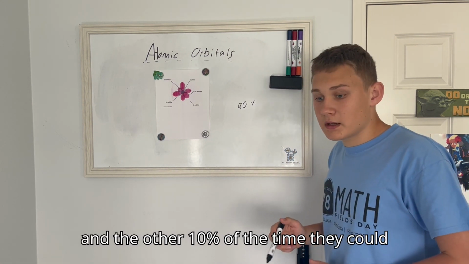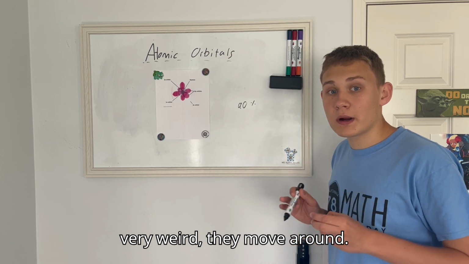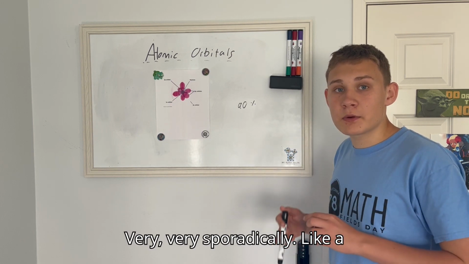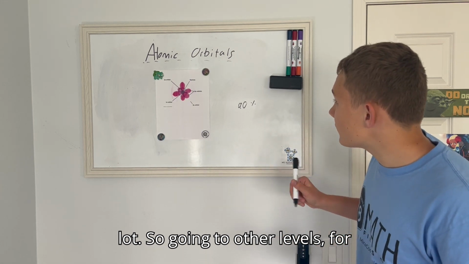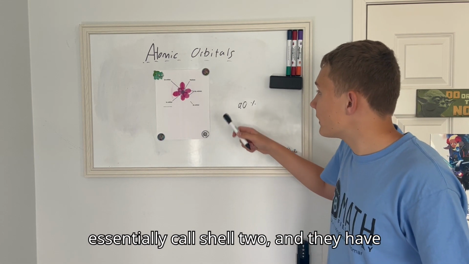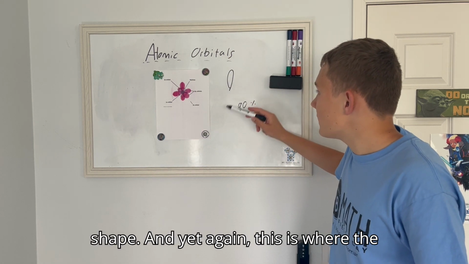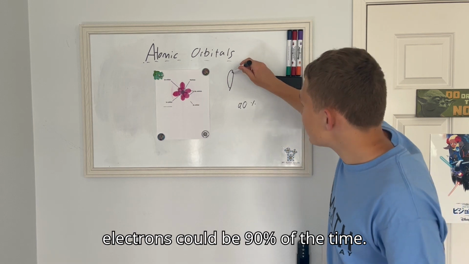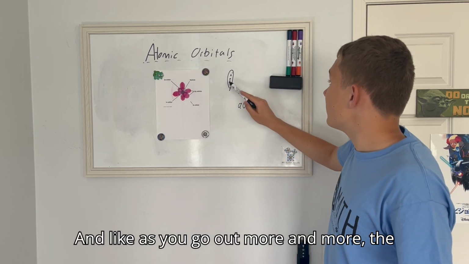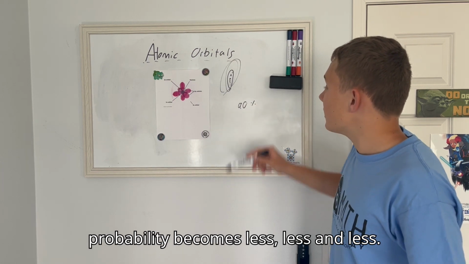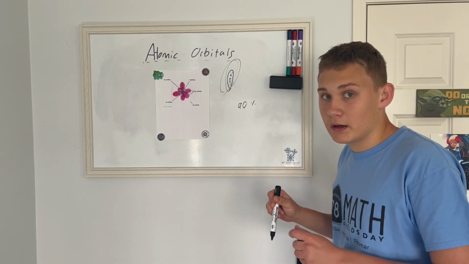The other 10% of the time, they could be anywhere else, because electrons are very weird. They move around very, very sporadically. So going to other levels, for example, we have the 2p orbitals, which I essentially called shell 2, and they have a really weird ovalish shape. And yet again, this is where the electrons could be 90% of the time. As you go out more and more, the probability becomes less and less. But because there are so many of them, they could be quite literally anywhere.